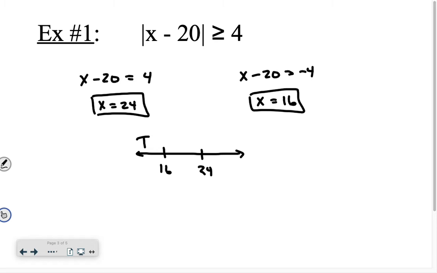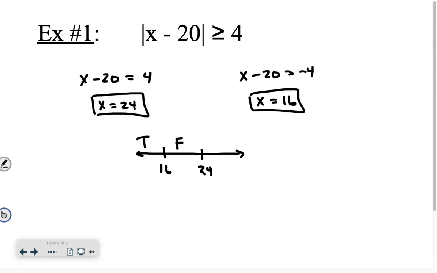Pick something in the middle. Let's say we pick 20. Plug it in. I get 0. Absolute value of 0 is 0. Is 0 greater than or equal to 4? Nope. Therefore, false. I'm going to put an F right there, false. That is not going to be part of my final answer. We're looking for only regions where we end up with true statements with the inequality.